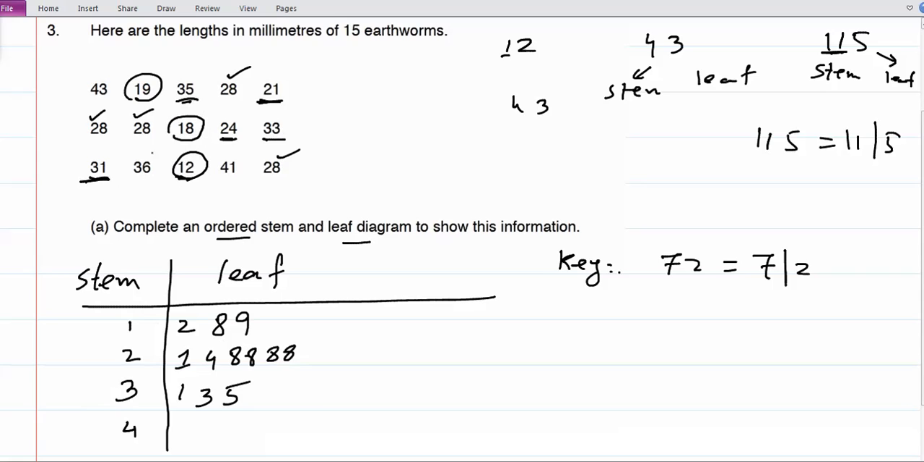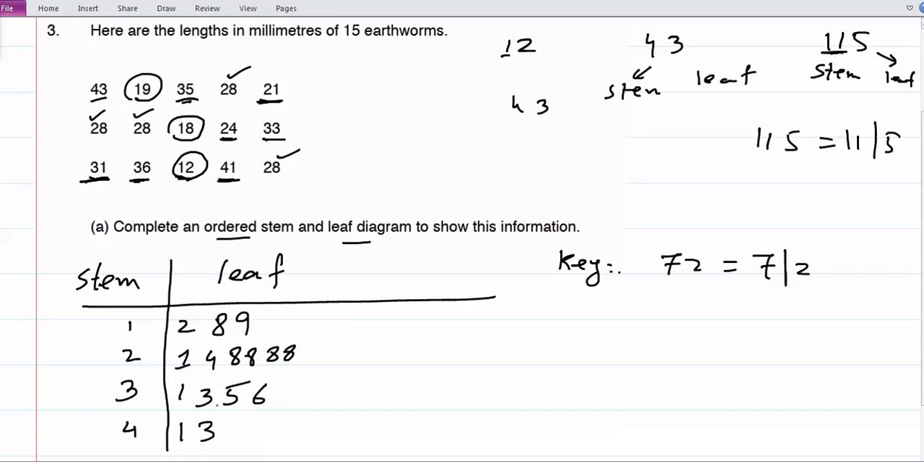After 35 we have 36. After 36, do we have any? No, there is no other number. Then starting with 4. Starting with 4 we have 41 and we have 43. Now check, make sure you wrote all.